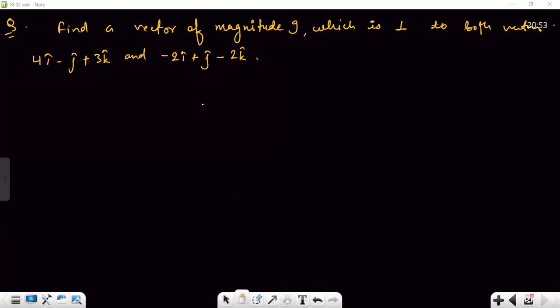Okay, so let me call this vector a vector, and this vector b vector. If I find a vector cross b vector, the resultant vector will definitely be perpendicular to both of these vectors. But we need to find a vector of magnitude 9. So what if I take only the direction from the cross multiplication? Let me call it A cross B vector.